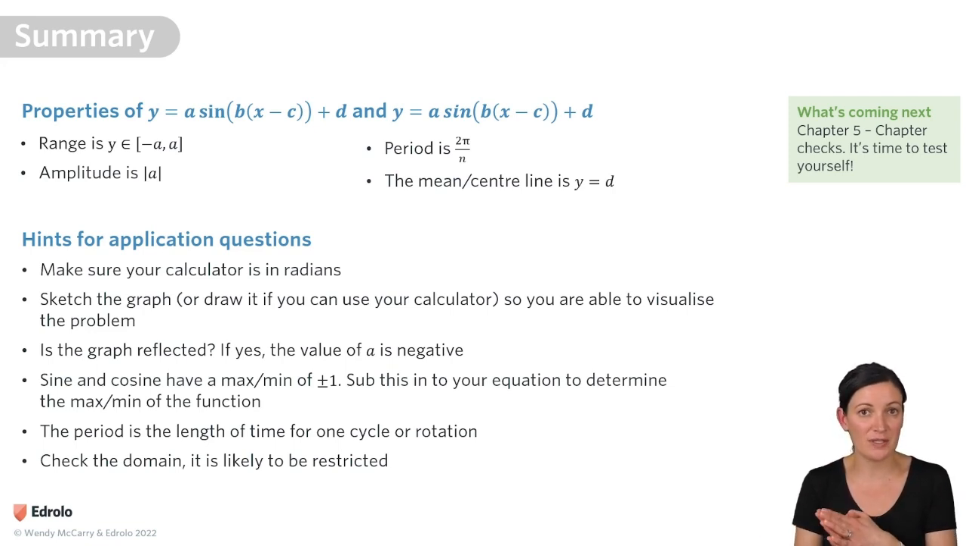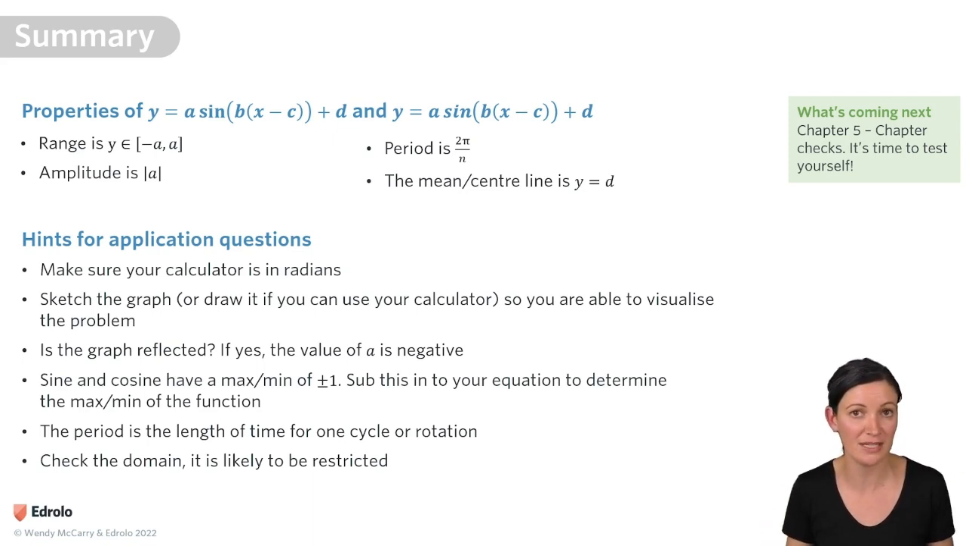Remember that sine and cosine both have a minimum and maximum value of -1 and 1. So you could just sub that in when you're trying to find a minimum or maximum of an entire function. The period is always going to be the length of time for one cycle or one rotation. And always make sure you check the domain. It's very likely that it's going to be restricted to fit within whatever the context of the problem is.